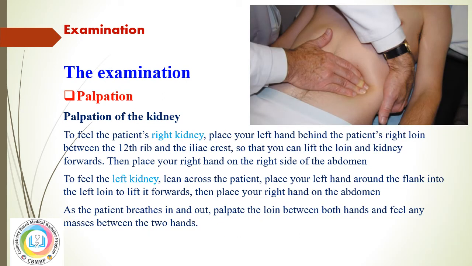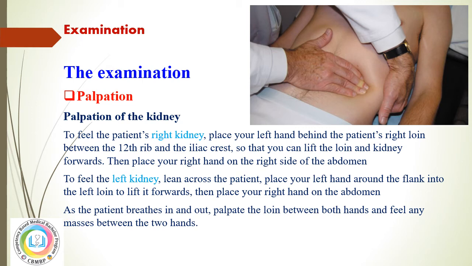Palpation of the kidney. To feel the patient's right kidney, place your left hand behind the patient's right loin between the 12th rib and the iliac crest so that you can lift the loin and the kidney forwards. Then place your right hand on the right side of the abdomen.